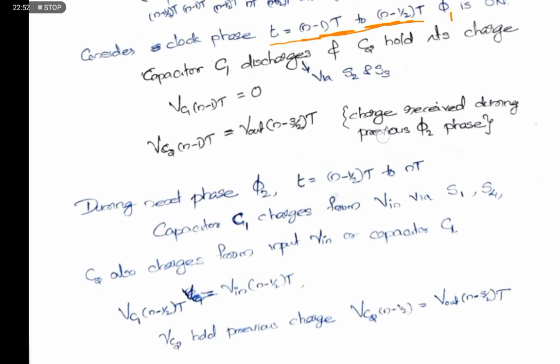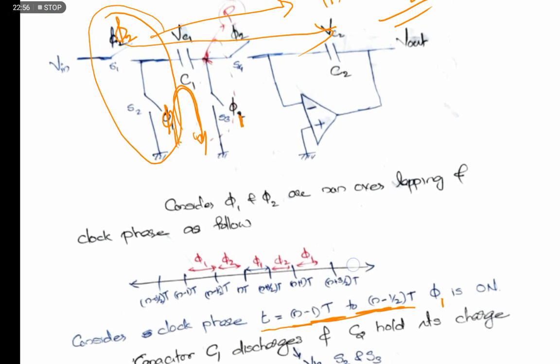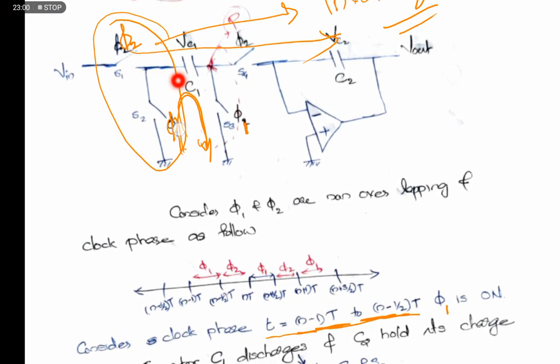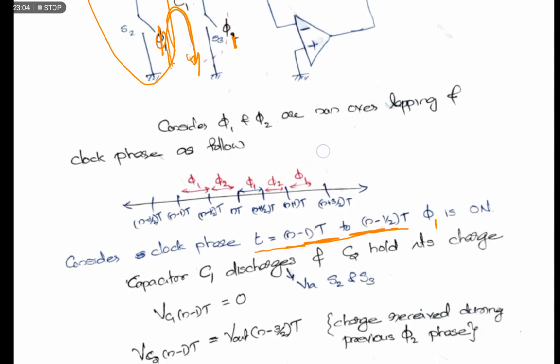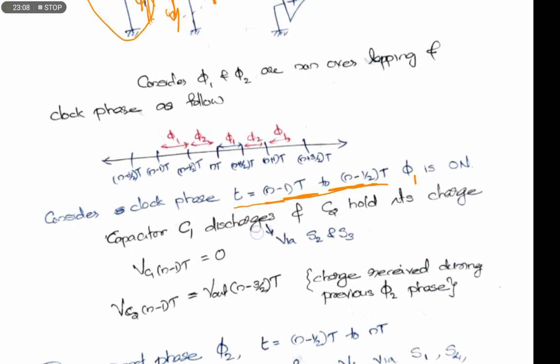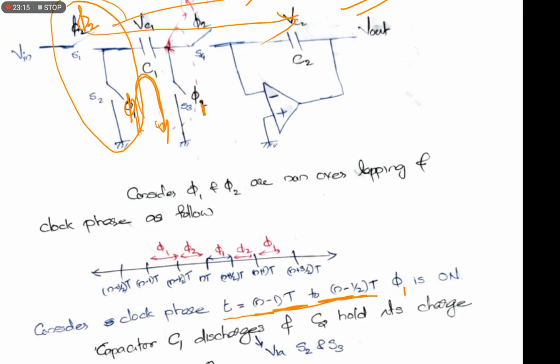I think I have phi 2. I have a doubt. Okay, sorry, my mistake. What is written is correct.